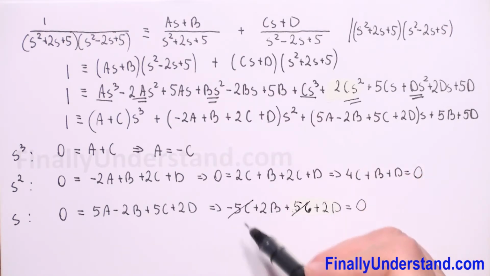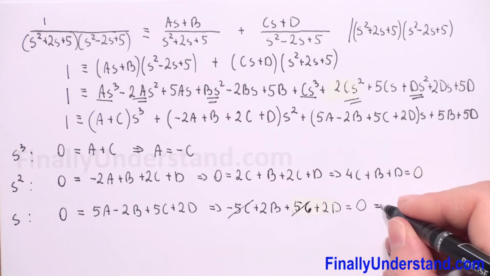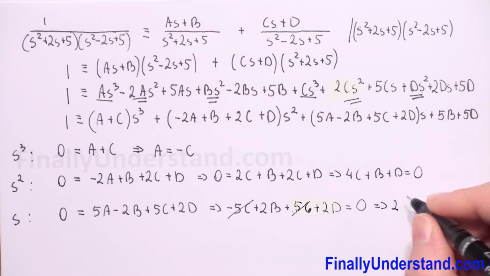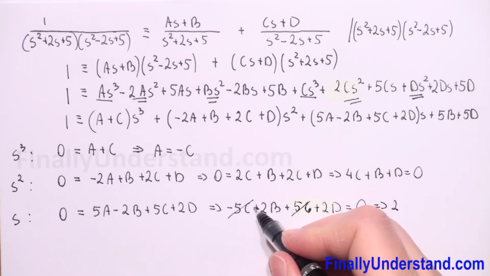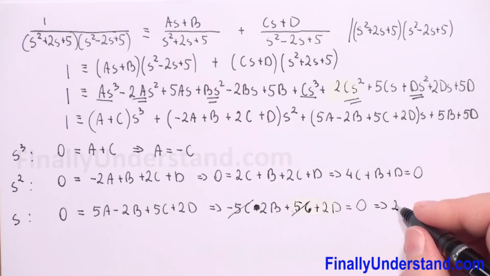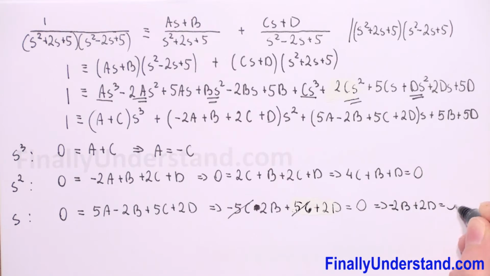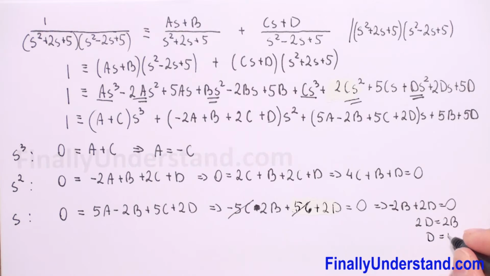5c and negative 5c we can reduce. I forgot, we have negative 2b, of course. We have negative 2b plus 2d is equal 0. I will move negative 2b to the right side, so we will have 2d is equal to b. Now we divide both sides by 2, so we have d is equal b.